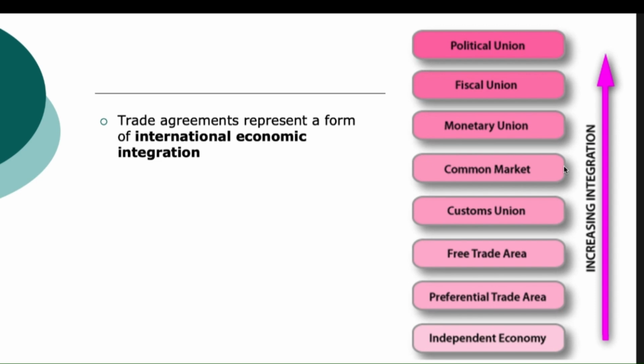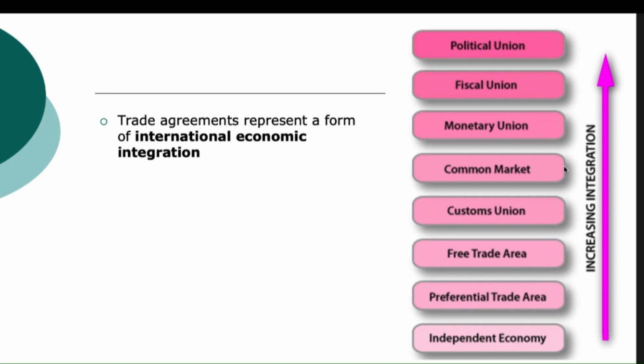Now, another thing about trade agreements is that they represent a form of international economic integration. So they're one stage, often the first stage of a process, which can lead to more and more integration. Integration really means the process by which separate national economies become increasingly linked together. The barriers to economic flows of goods and services, money, investment are gradually removed. So as I said, trade agreements often represent one of the first stages of that process, removing barriers to trade.